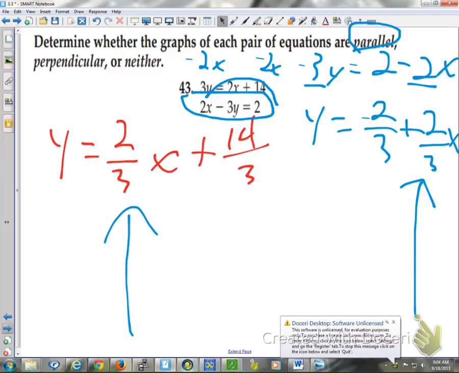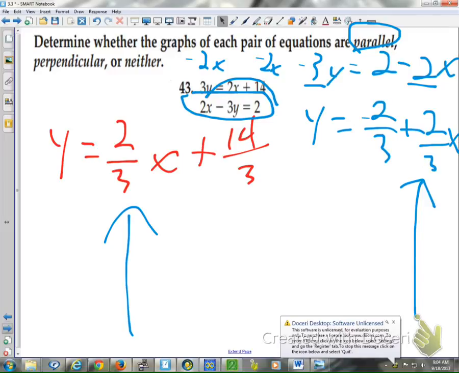If this one had a 5 on the y, these would have been different. No, you have to solve them for y. Aren't they different because one's negative and one's positive? You mean the y's? Wait, you mean on our finished product? No, they are the same. That's positive 2/3, and this one's positive 2/3. Oh, that's what I was looking at. This is the y-intercept. I'm just confused because you're putting your intercept first.